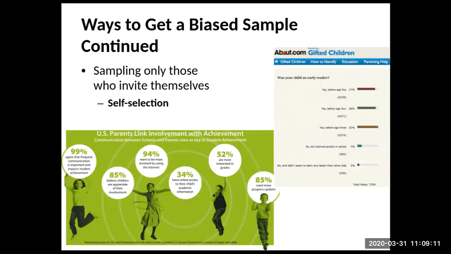So if we look at the graphic on the left below self-selection, it says U.S. parents link their involvement with achievement. Communication between schools and parents seen as key to student achievement. So we see that 99% of people who took this poll agree that frequent communication is important and impacts student achievement. And that is a really good number when you see this.